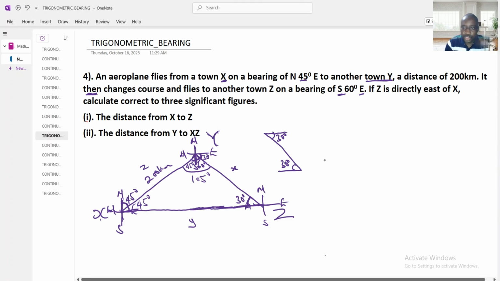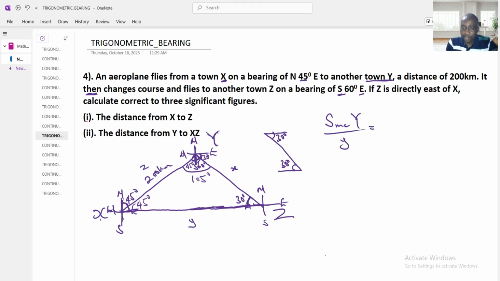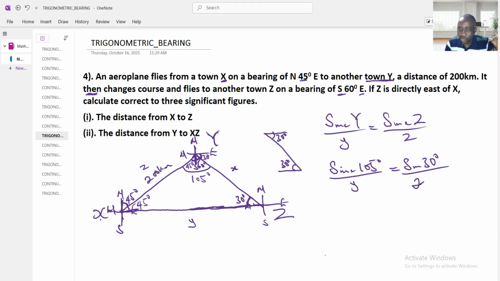Now we are going to use this sine formula: sine capital Y over small y. We are going to use the Z that has both the angle and the side: sine capital Z over small z. What is capital Y? The angle is 105 degrees. So sine 105 degrees divided by small y, which we don't know. What is Z? Z is 30 degrees. Sine 30 degrees divided by small z, which is 200 kilometers.